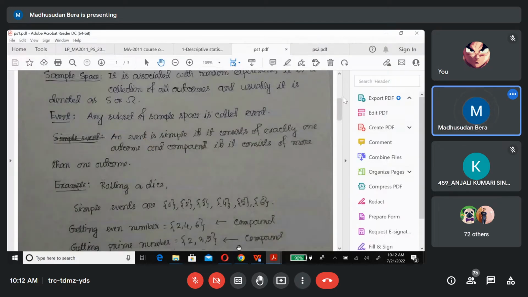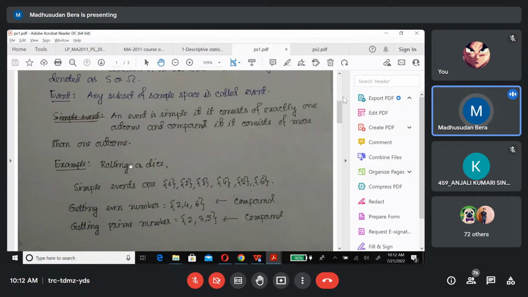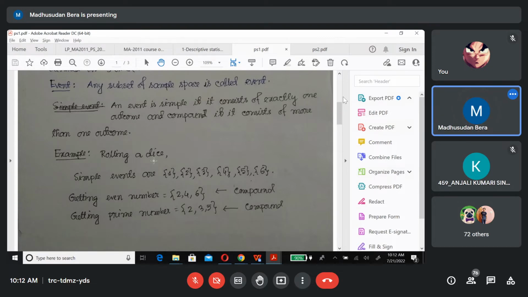See here it is written. An event is simple if it consists of exactly one outcome. And it is a compound event if it consists of more than one outcome. Then one example is written. Rolling a dice. What are the outcomes? 1, 2, 3, 4, 5, 6. So simple events are 1, 2, 3, 4, 5, 6. These are simple events. Getting an even number. What are the even numbers? 2, 4, 6. That is a compound event because here three outcomes are there, more than one.